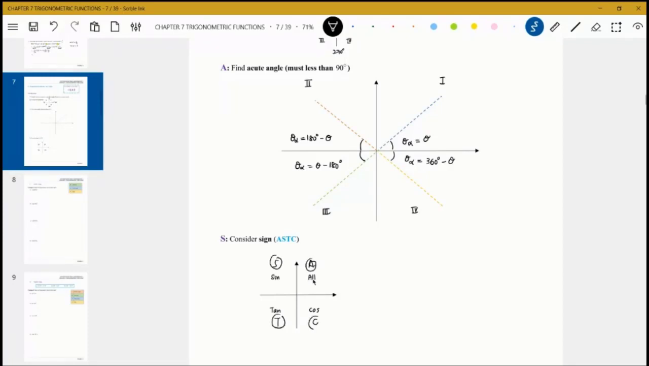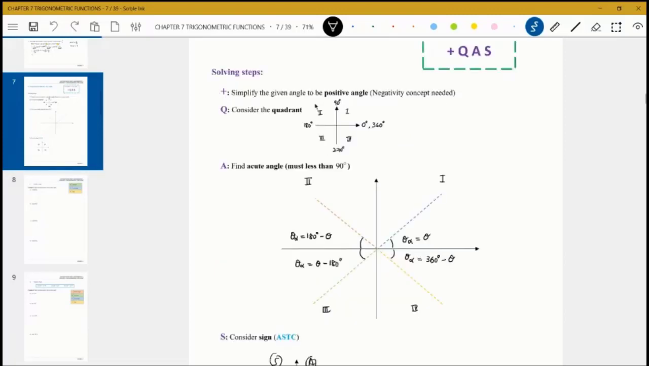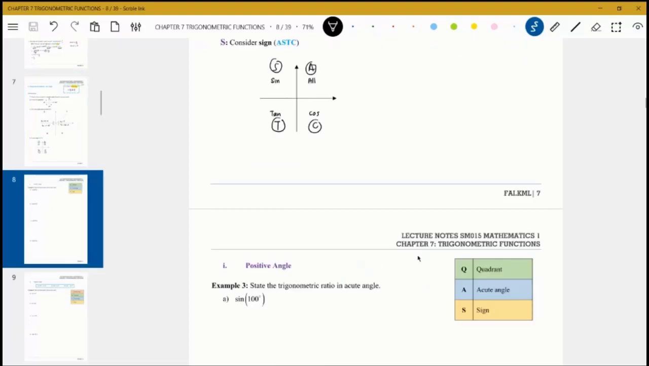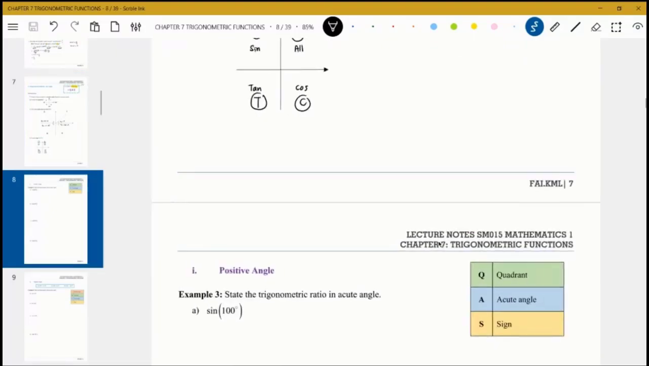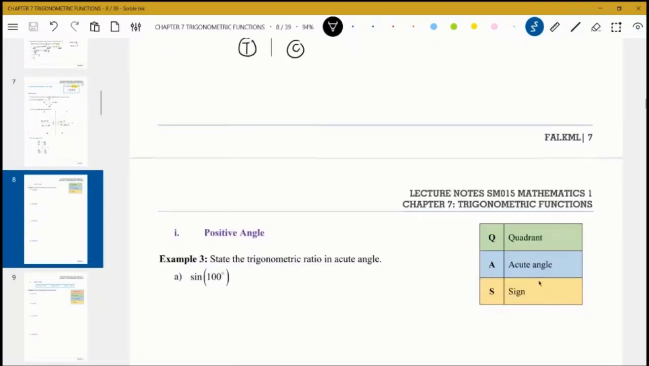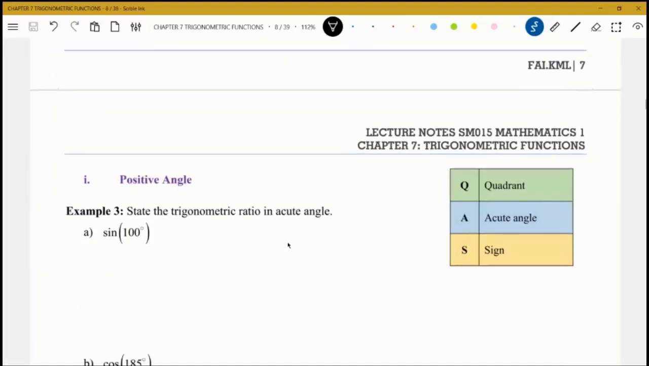Okay, so by applying all these 4 steps, kita akan refer kepada example ketiga. Kalau kita tengok pada example ketiga tu, dia hanyalah positive angle. So kita boleh ignore first step di mana adalah plus. Yang first step ni kita boleh ignore dulu kalau dia adalah positive angle. Okay. So kita terus pergi kepada yang ini. So apa step here? Quadrant, acute angle dan juga sine.